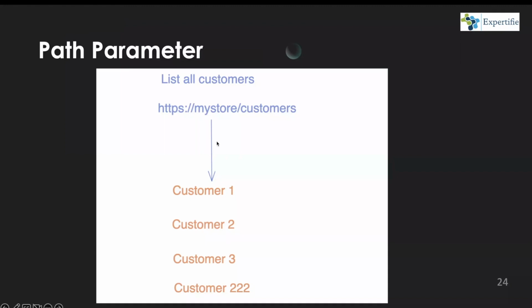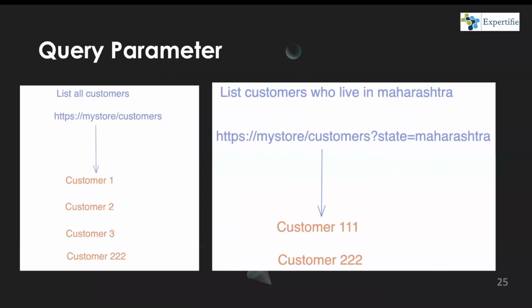So let's say these are a few API endpoints. What is a query parameter? As we said, if we want to fetch all the customers, we would use /customers, and the HTTP method would be GET, so it would display all the customers. But let's say we don't want to view all the customers, we want to view only customers who are staying in Maharashtra.